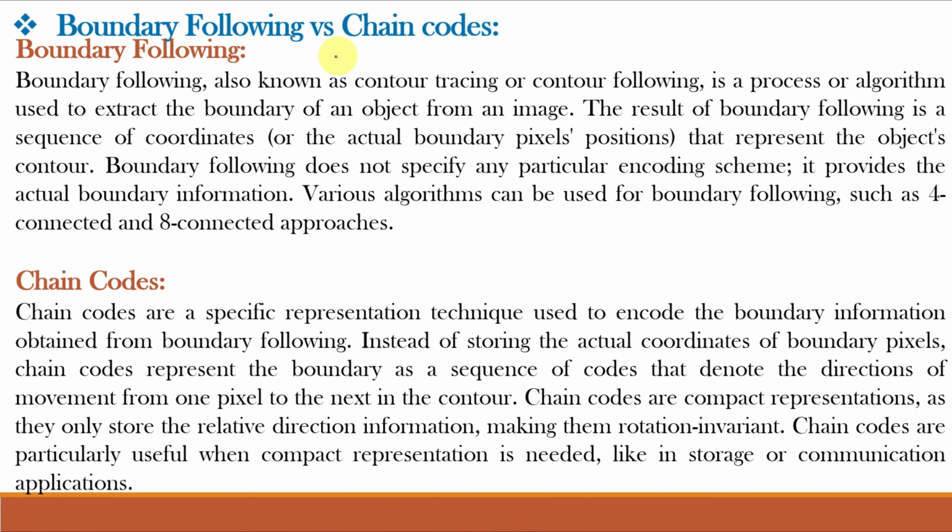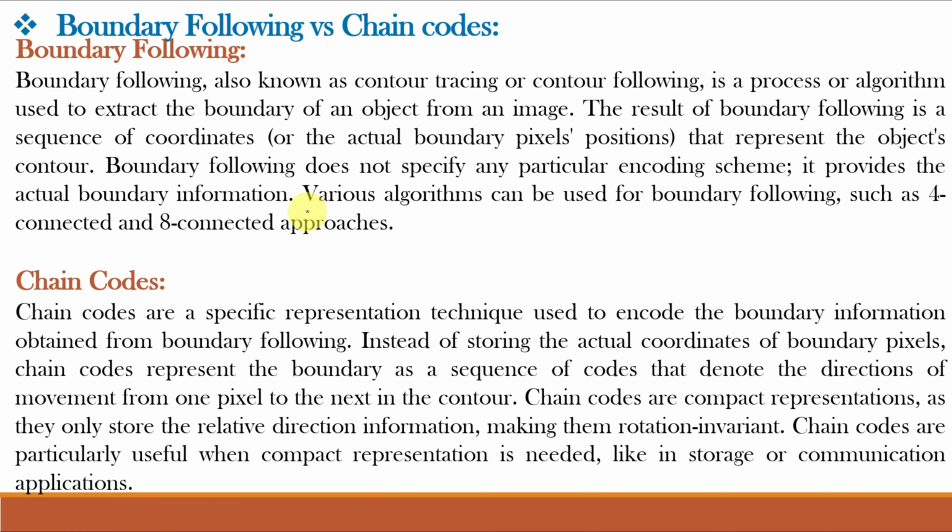Now you may have a question in your mind: what is the difference between boundary following and chain code? Boundary following is a process to extract the boundary of an object from an image, and the result of this boundary following is a sequence of coordinates that represents the object's contour. But boundary following will not specify any particular encoding scheme, and the chain codes are a specific representation technique used to encode the boundary information obtained from the boundary following.